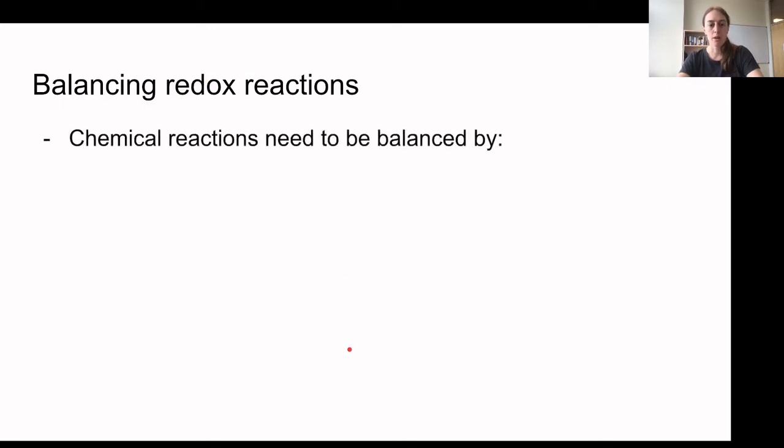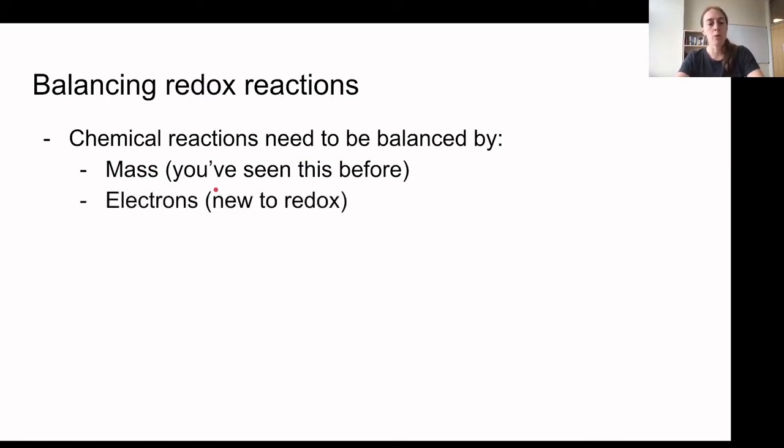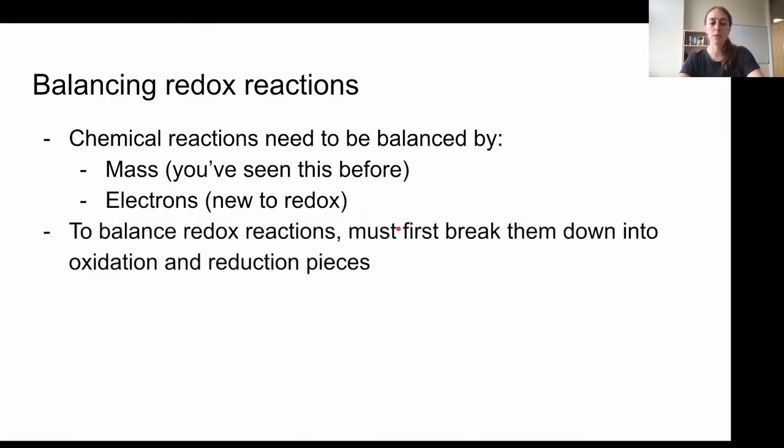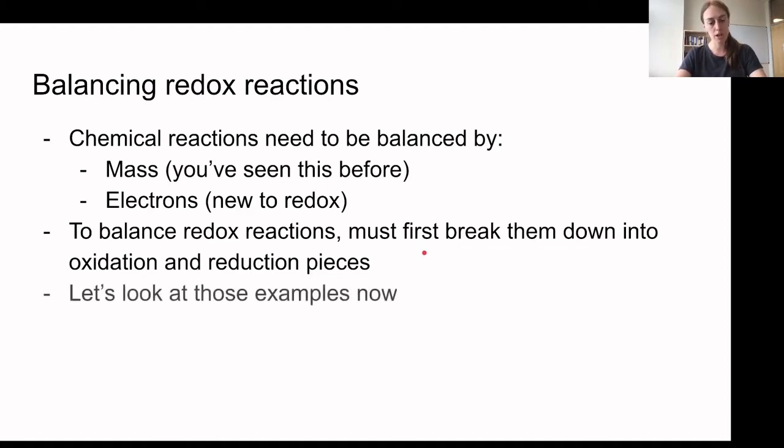So, we are going to go through and balance redox reactions, and our general steps. What we need to do here is balance our chemical reaction by mass. This is something that hopefully you all are very comfortable doing at this point in the semester. And we need to balance the electrons. This is a bit new to us, but we're going to go through some examples and step through how this works. To balance our redox reactions, we have to break them down into half reactions, our oxidation half reaction and our reduction half reaction.